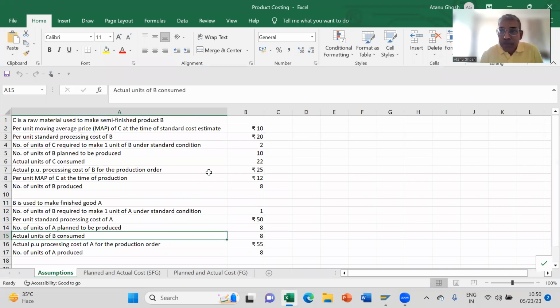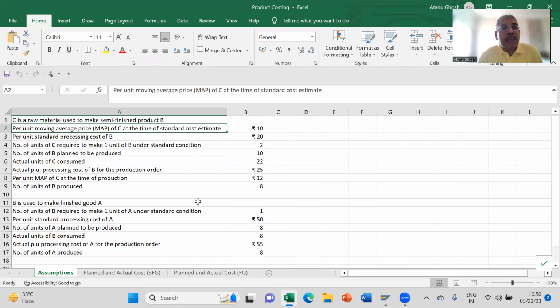Now, there are some assumptions before we go ahead. The first one, as I mentioned, is C is the raw material used to make a semi-finished product B, and B is the input component for making the finished good A. The per unit moving average price of C at the time of standard cost estimate is ₹10.